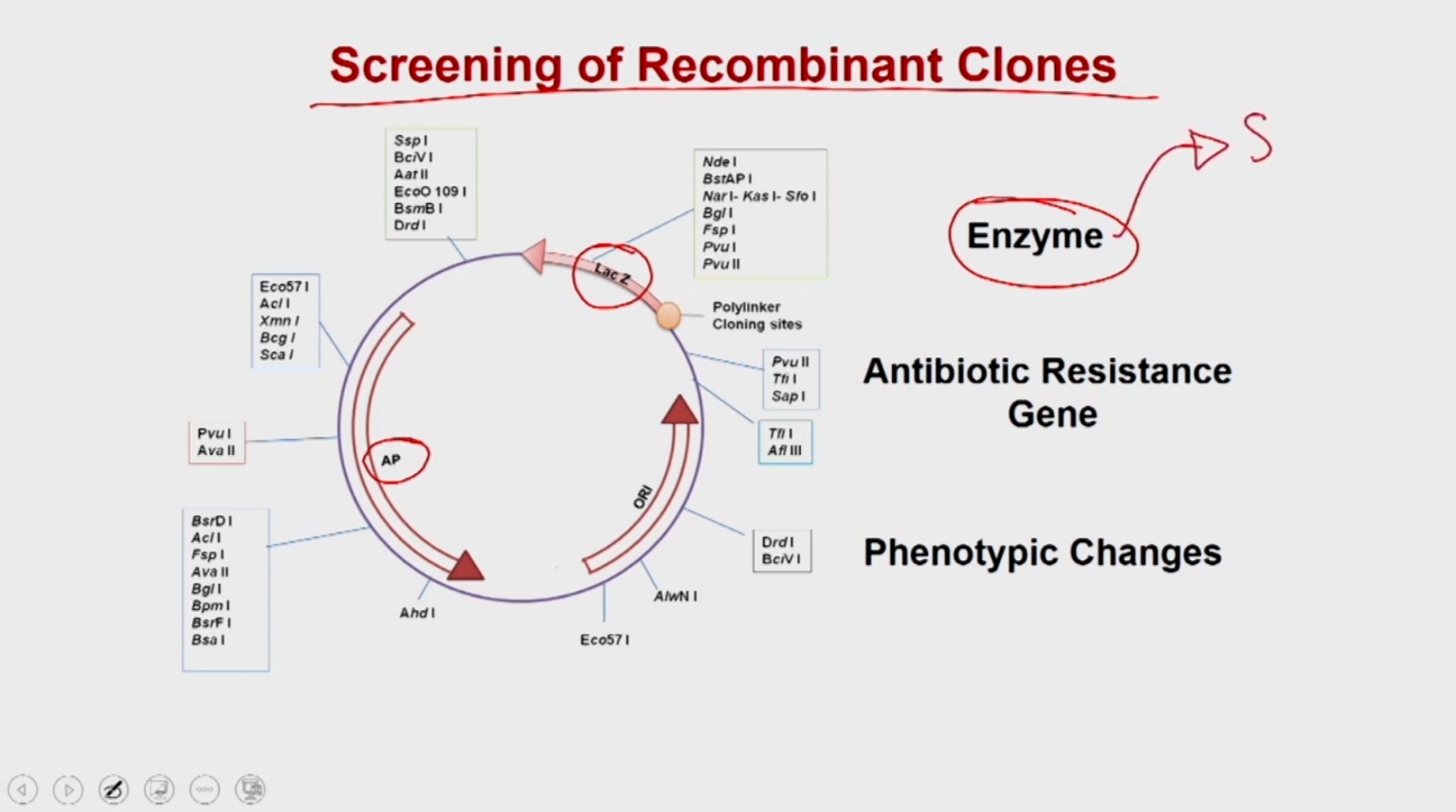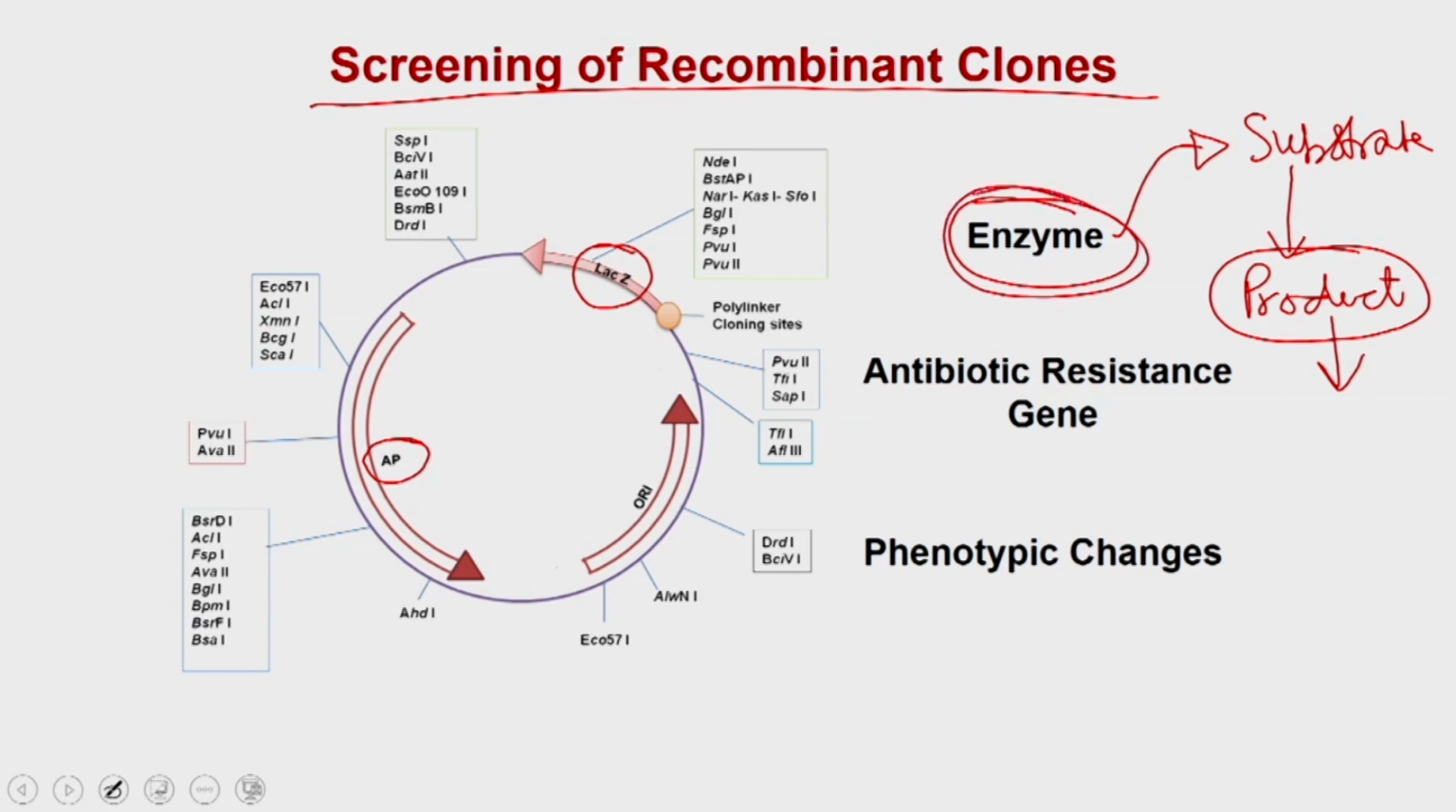Either you can use a substrate, and this substrate may get converted into a product by this particular enzyme, and this product may be of a unique color, or it may give you some indication that the enzyme is active. In some cases you may do exactly the reverse, that you make this enzyme inactive. In those cases exactly the reverse is going to happen, so the recombinant DNA is not going to show you this activity.